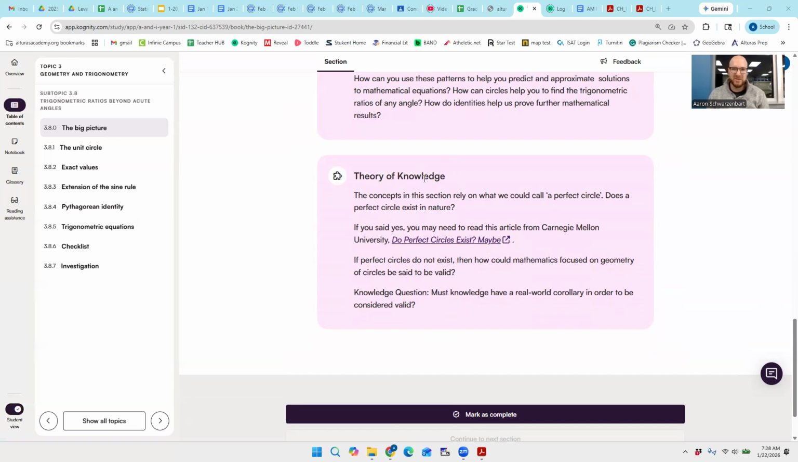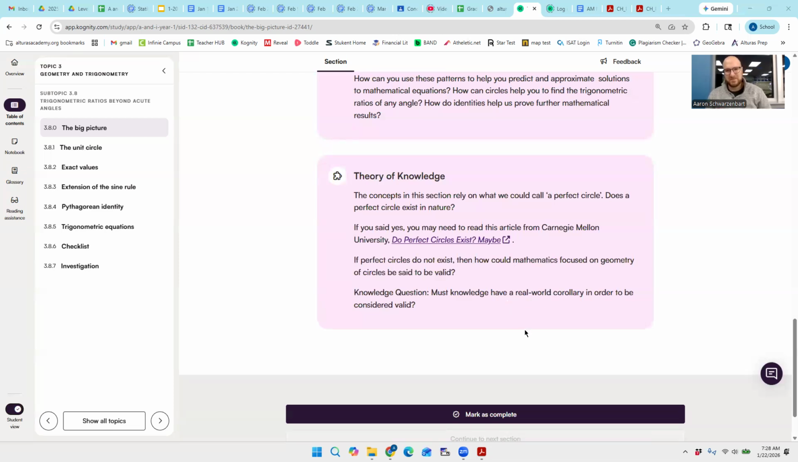Theory of knowledge connection. The concepts in this section rely on what is called a perfect circle. Does a perfect circle exist in nature? If you said yes, you may need to read the article from Carnegie Mellon. If perfect circles do not exist, then how could mathematics focused on geometry of circles be said to be valid?